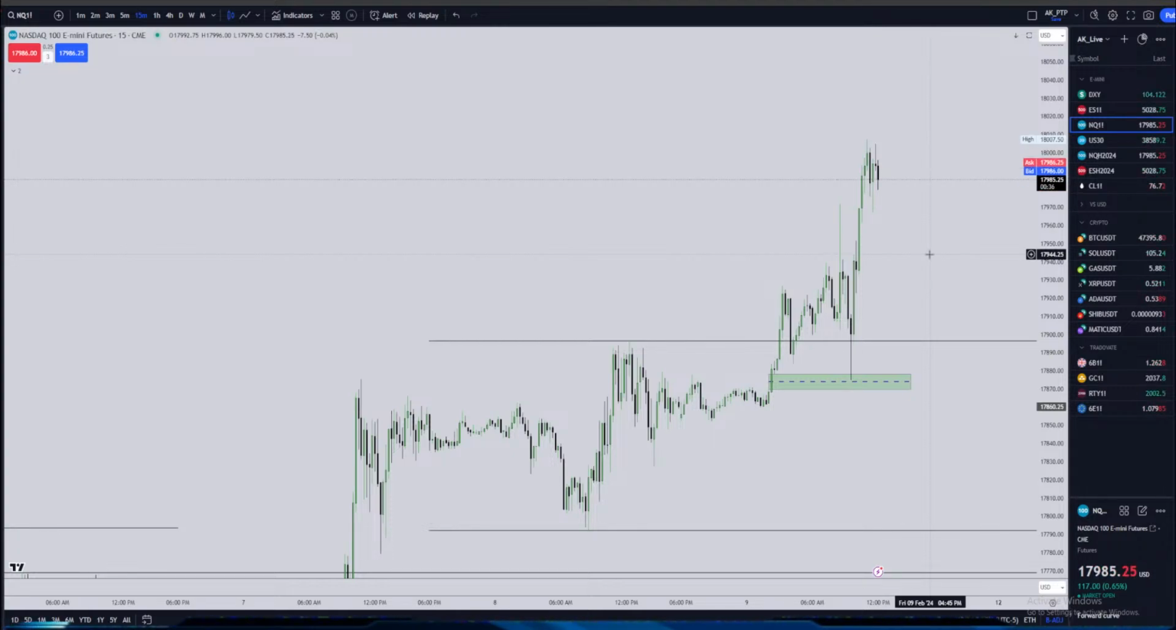Monday, I'm starting my trading from the London session. Whatever my draw on liquidity or the daily bias or weekly bias is telling me, that's the way I'm looking for my setup.